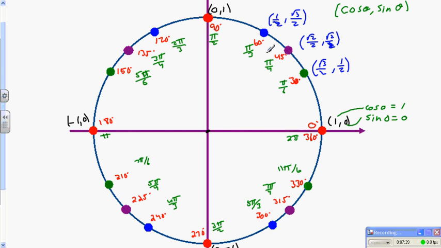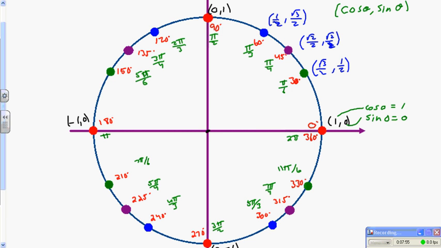And it's this quadrant that's going to tell us what everything else is. 45 are the same. 30 degrees and 60 degrees simply reverse the x and the cosine and the sine values.